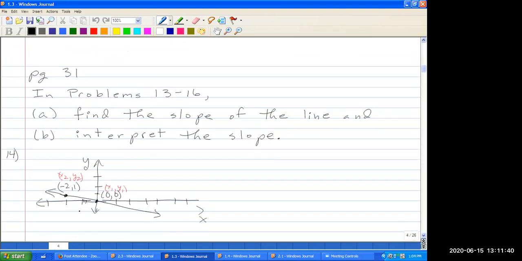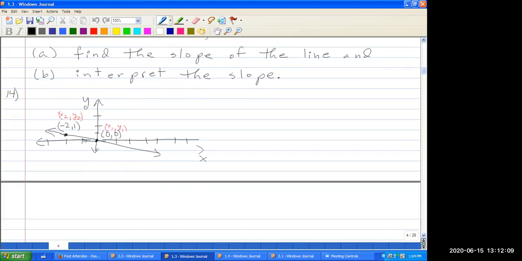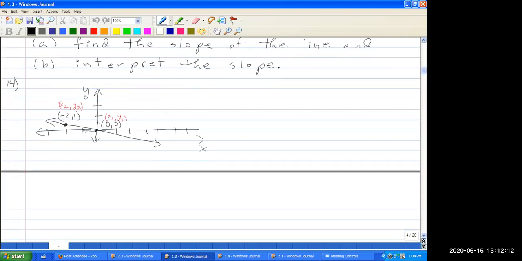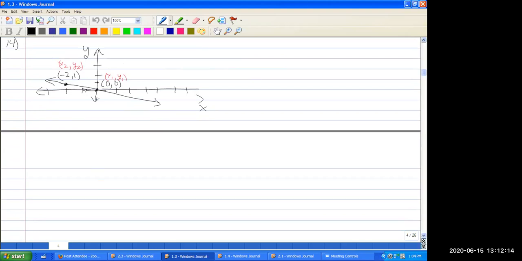Let me do, on page 31, problem number 14. In problems 13 through 16, find the slope of the line and interpret the slope. Okay, so let's do that. First, let's find the slope of the line. I guess I picked x1s and y1s, and that makes life easier.